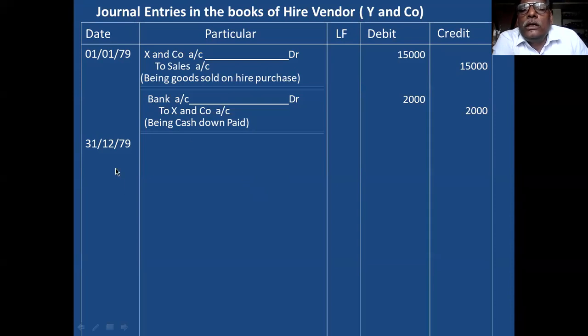Then every year you charge depreciation. At the end of the year, charge depreciation and receive installment. At the end of the year, they charge interest.